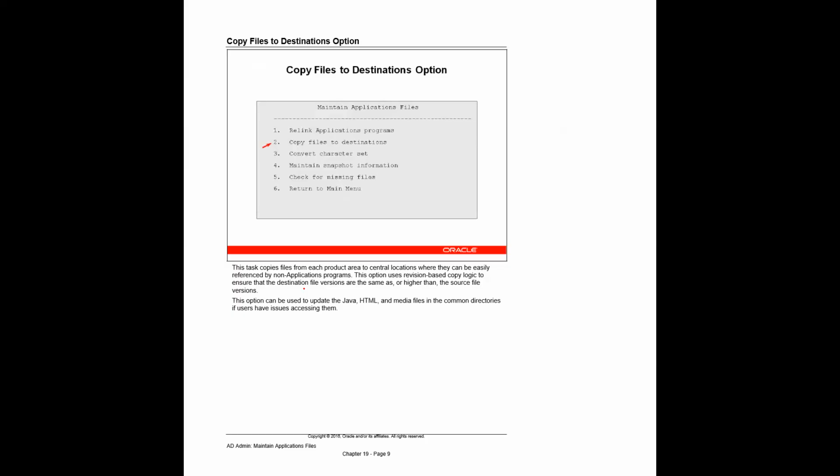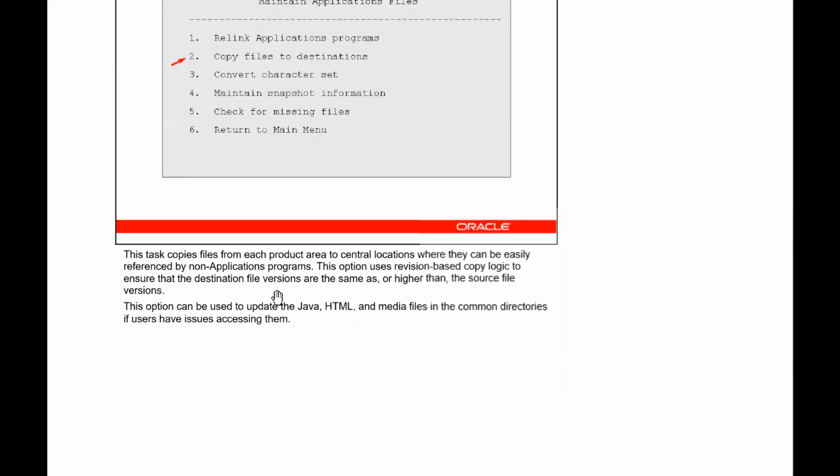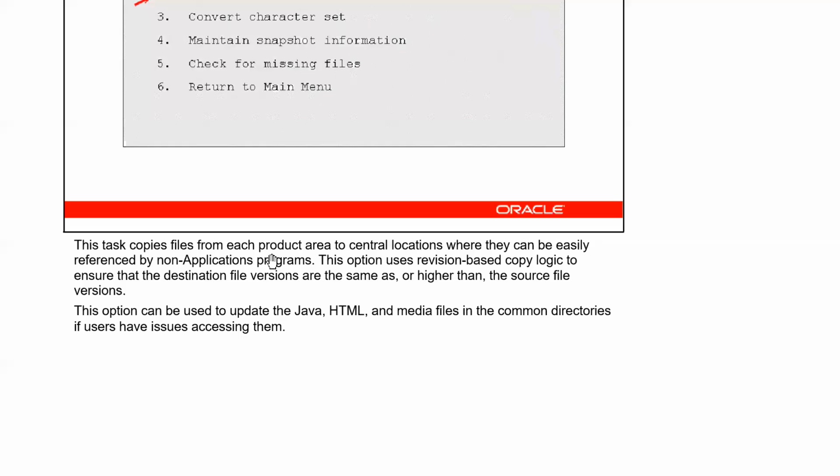This copy files to destination task copies from the product area to a central location. There is something like a common top, right? This option can be used to upgrade the central location where files can easily be referenced by non-application programs. This option uses revision-based copy logic to ensure that destination file versions are the same or higher than the source file. This option can be used to update the Java, HTML, and media files in the common directory if users have it. So only when you are having some issues.